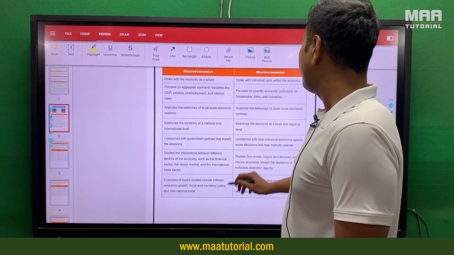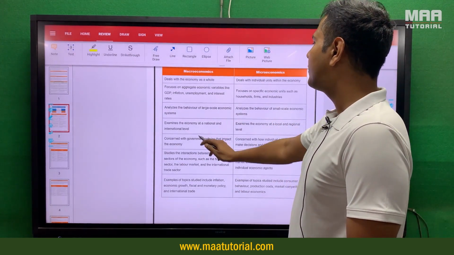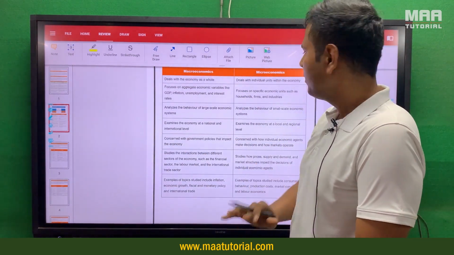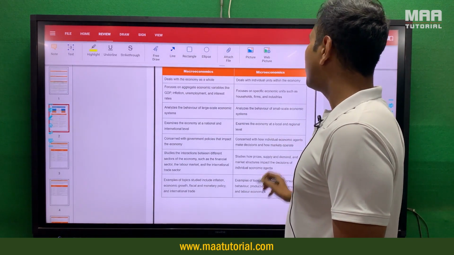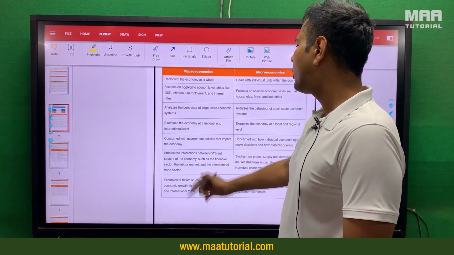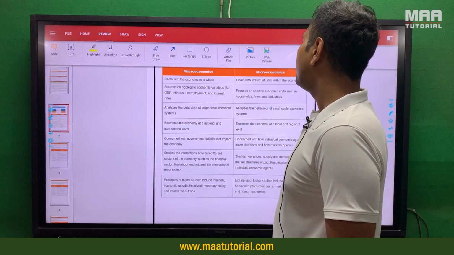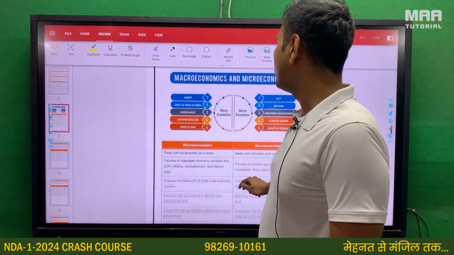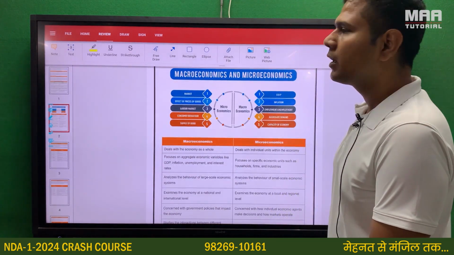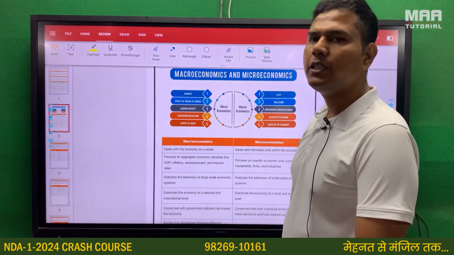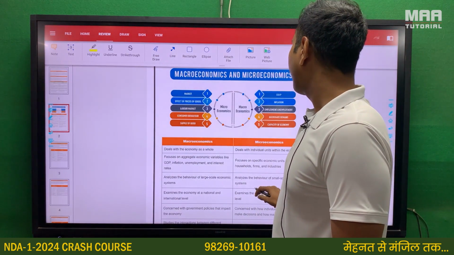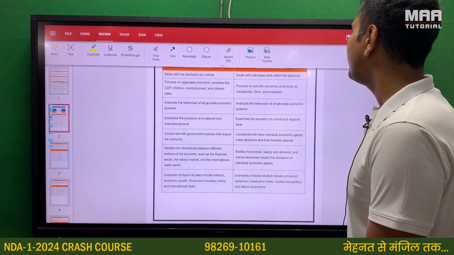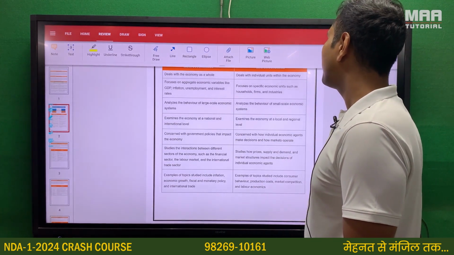This is for large scale, this is for small scale. Examines for national and international level, a bigger phenomena, right? While this is for local and regional level. When we talk about this part, consult with government policies that impacts the economy, right? Microeconomics is in regards to government policies, right? Government policies would determine what would be the GDP, inflation, right? Concerned with how individual economic agents make decisions and how market operates.